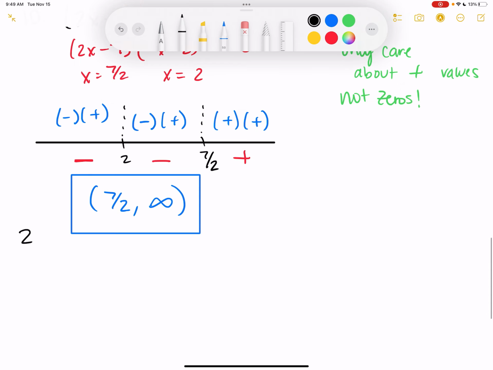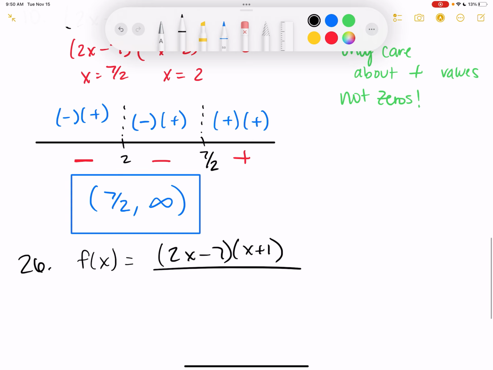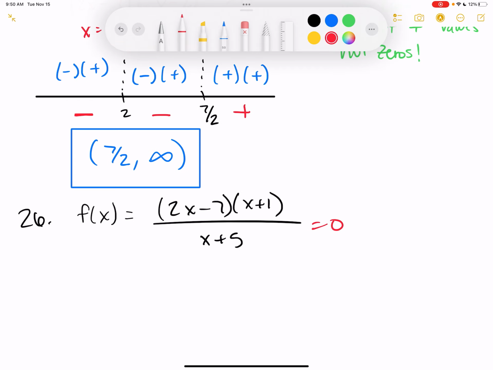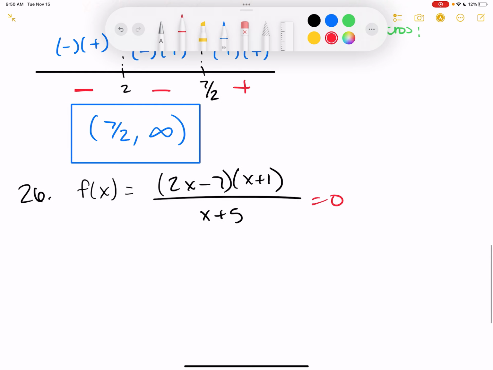So number 26, f of x equals 2x minus 7 times x plus 1 all over x plus 5, and that's equal to 0, I guess you could say, technically. Or, well, we're setting it equal to 0. So I guess if I'm going to do this, I should write it in a different color. So I'm going to be looking for zeros, undefined, positive, and negative.